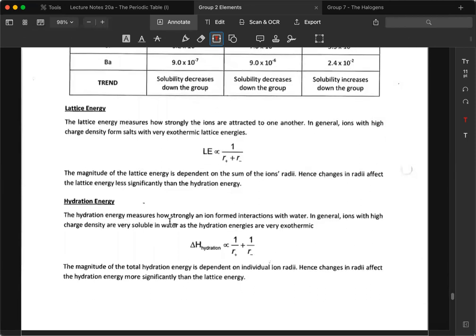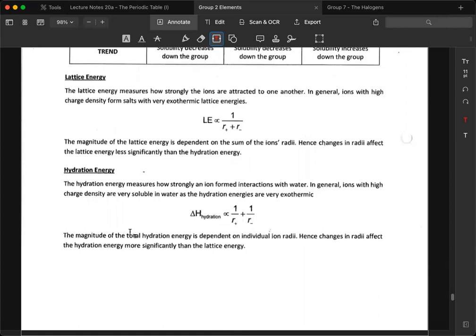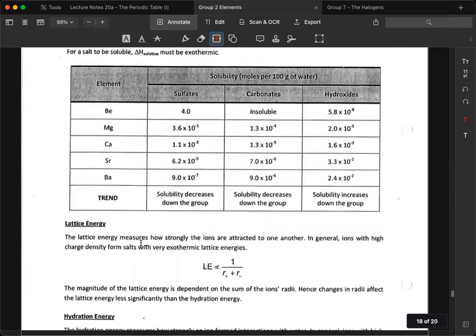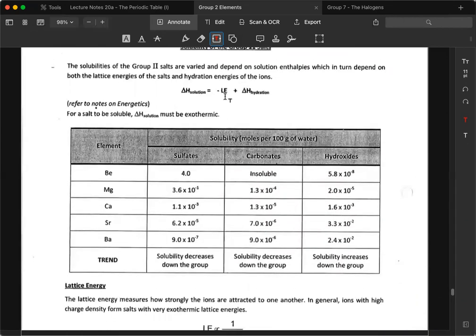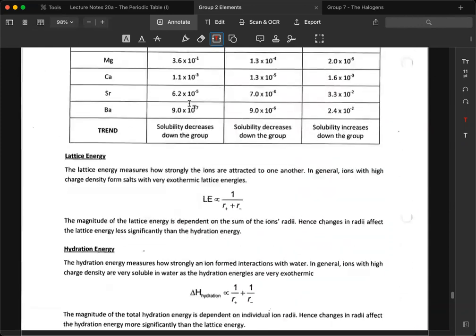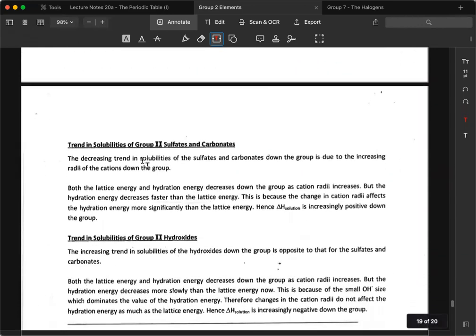Hydration energy, right, measures how strongly the ion forms interactions with water. So in general, ions with high charge density are very soluble in water, as the hydration energy is very exothermic. So this is the relationship. The magnitude of total hydration energy is dependent on individual ions' radii. So changes in radii affect hydration energy more significantly than the lattice energy. So if you look at the trend, if the radius increases much more, then this one will be more positive. So the solubility will drop. So the decreasing trend in solubility is due to the increasing radii.